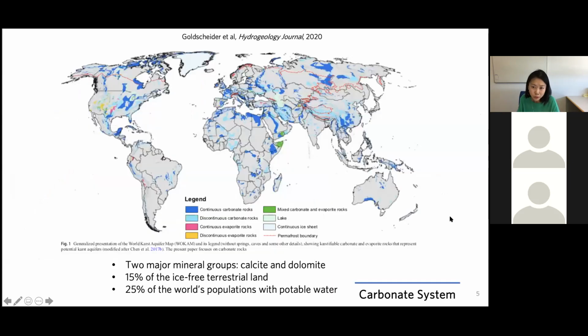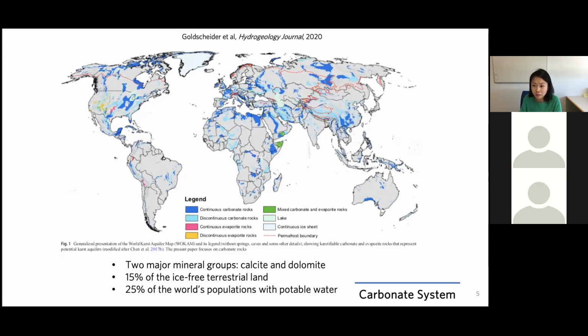So what is special about the carbonate system? Why do we want to study and understand carbonates? About 15% of the ice-free terrestrial land is covered in carbonate rocks, in either continuous or discontinuous forms. This map is from a recently published paper, called the World Karst Aquifer Map, showing the global distribution of carbonate rocks that represent the potential karst aquifers.